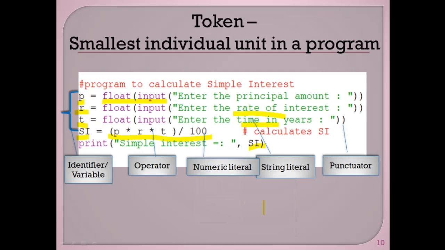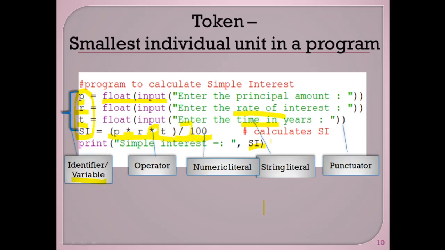P, R, T, and SI. These are names given by the programmer. These four names are identifiers given by the programmer in order to identify the principal, rate, time, and SI. These are identifiers or variable names. And here I have used star and slash operators, multiplication and division operators. These are operators. Then I have used 100 here.